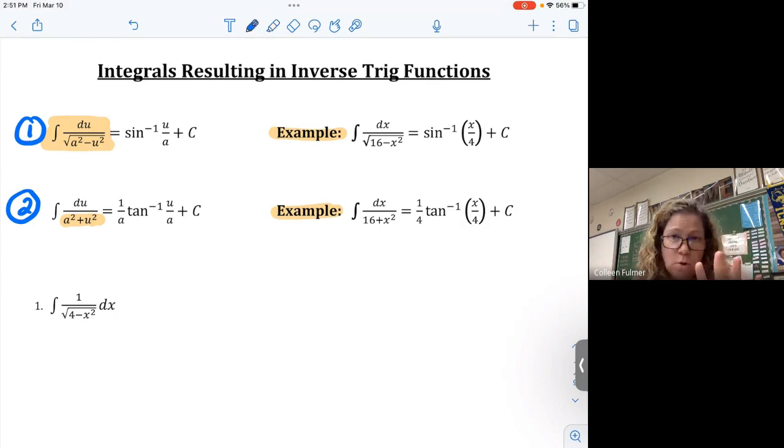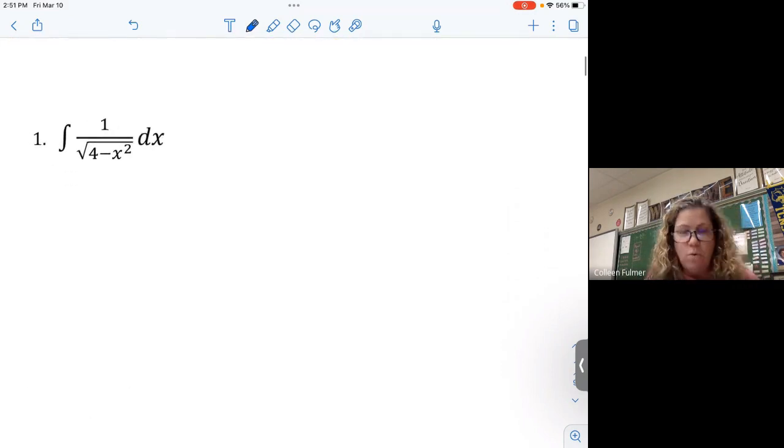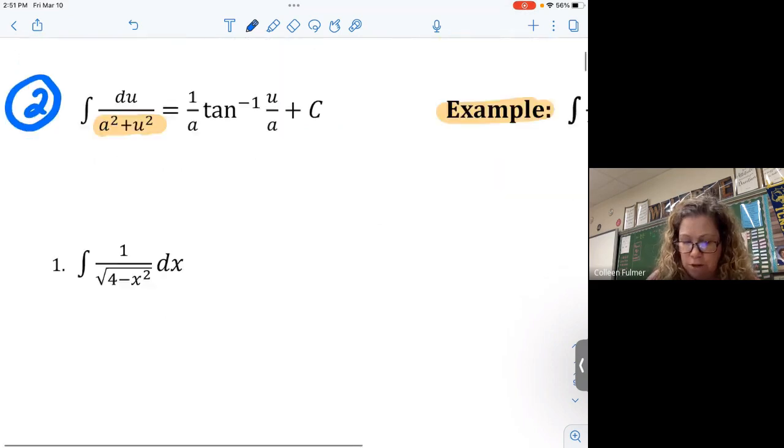I want to do 4 examples with you, though. So let's take a look at the first one here. This is saying the integral of 1 over the square root of 4 minus x squared. I see the square root in the denominator, so right away I'm thinking this might be an inverse sine problem. I see a subtraction, and I see 2 perfect squares. So again, I just want to remind you, 2 perfect squares, their difference. And that's what I have going on here.